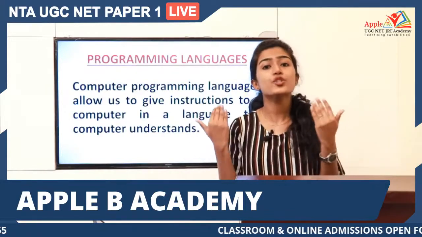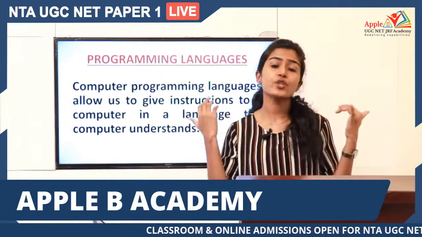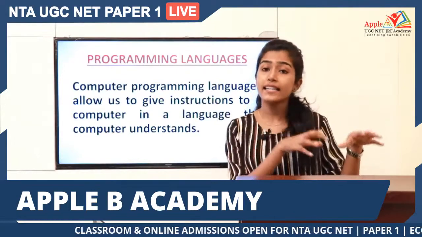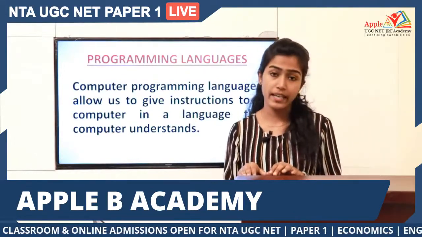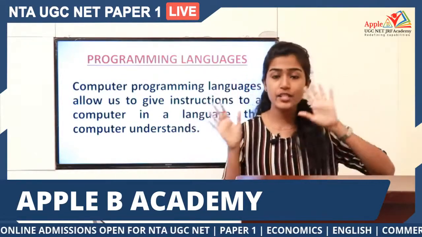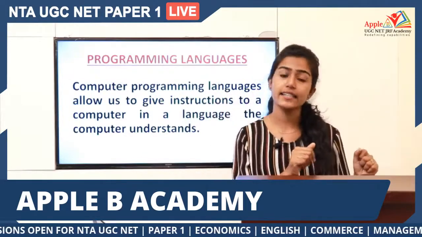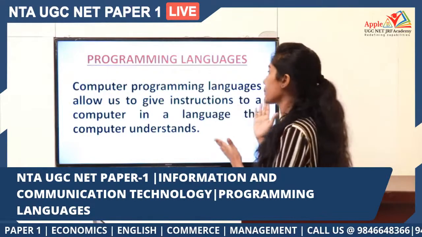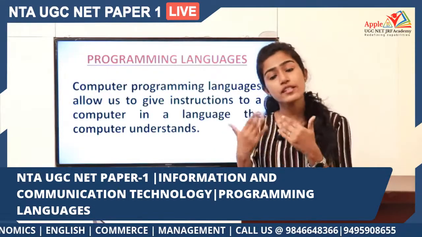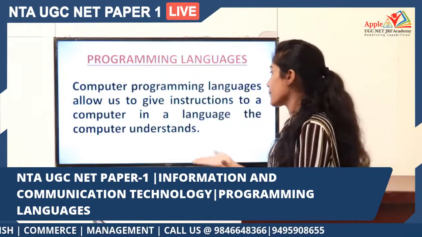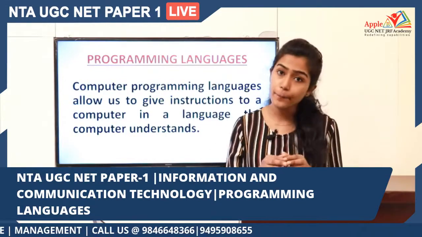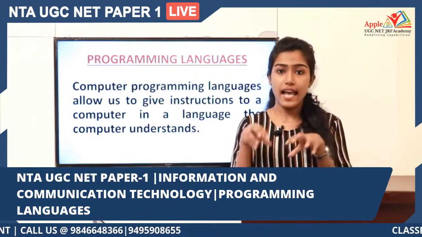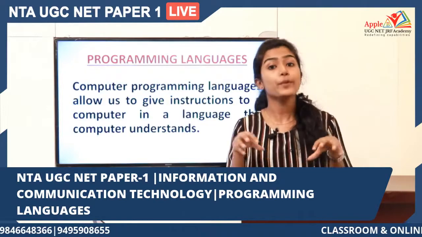So we have to use a language in order to convey these instructions, and this language should be understood by the computer. So that language which the computer can understand can be called computer programming languages. Basically, computer programming languages allow us to give instructions to a computer in a language that the computer understands. That is the language of the computer.